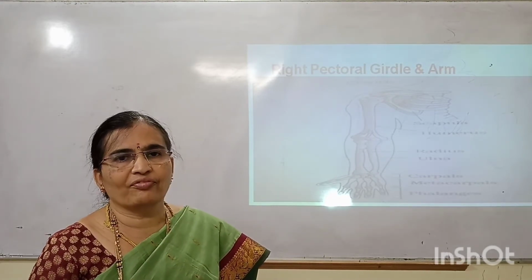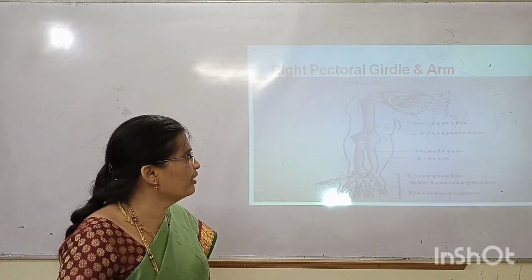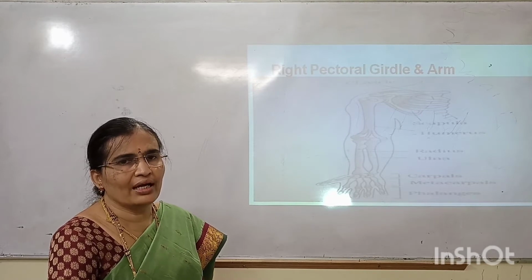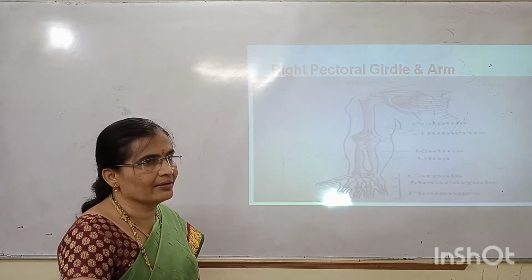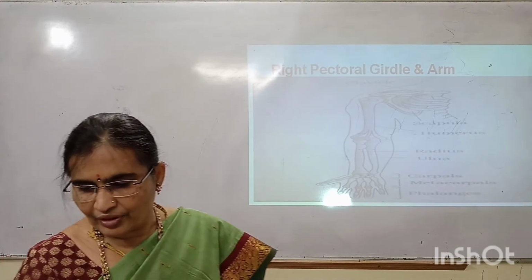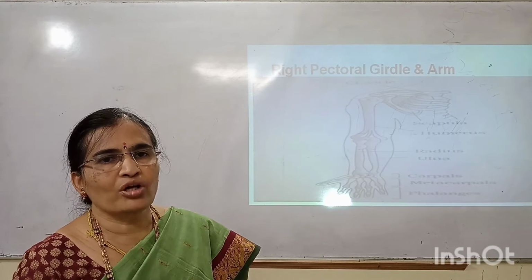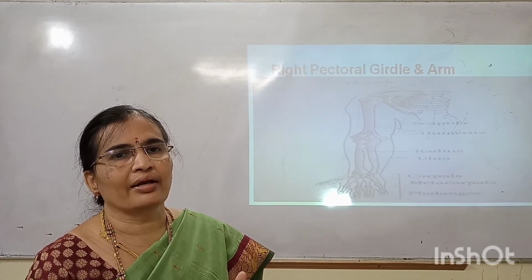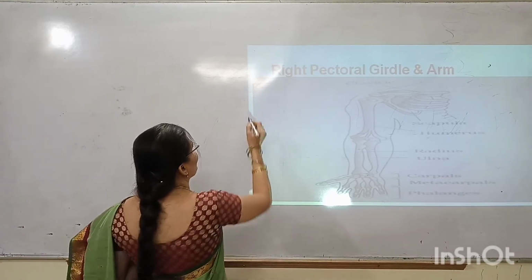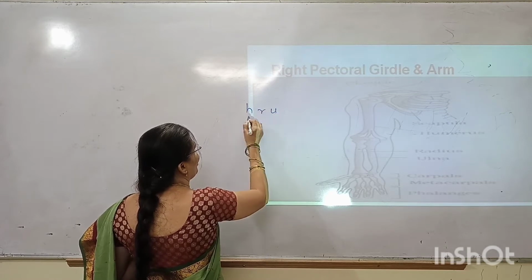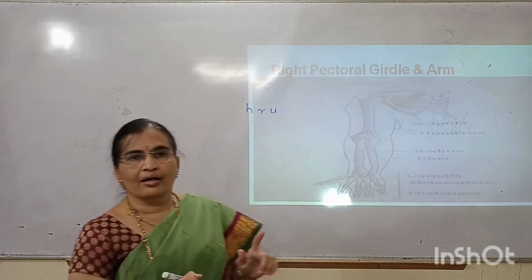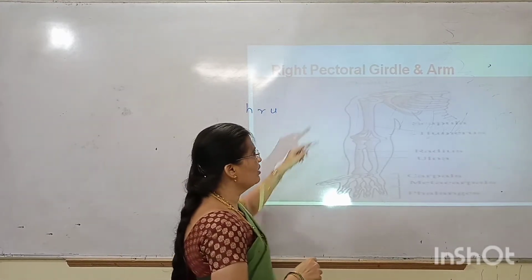So just now we have discussed that totally how many bones are there in hand? Totally 30 bones are there. Hand is made up of 30 bones. The bones of hand are humerus, radius, ulna. So you can remember like this: HRU, how are you? Humerus, radius, ulna. These three are the bones of hand.